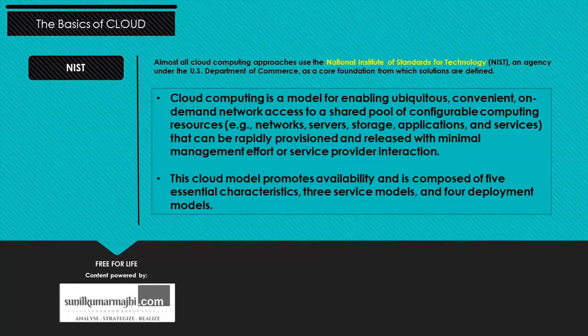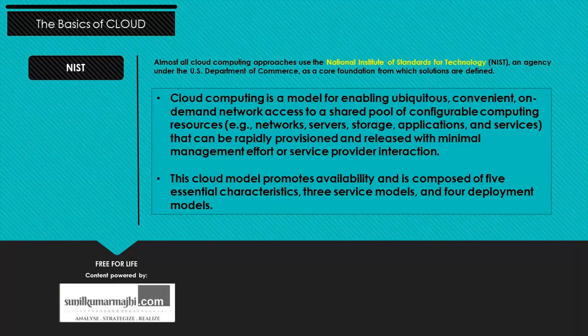To start with, the basics of cloud. Now, NIST. NIST stands for National Institute of Standards for Technology. It's an agency under the US Department of Commerce as a core foundation from which solutions are defined. So this is the organization or the agency who is responsible for establishing the basic level of standards for cloud computing related area. They define all the necessary frameworks, necessary regulatory guidelines, necessary sets of protocols. So anything that is added to this area has to go through a formal level of approval through this agency or the organization in terms of standardization.